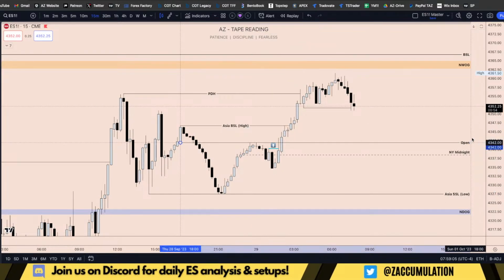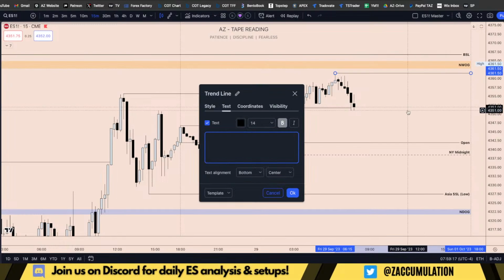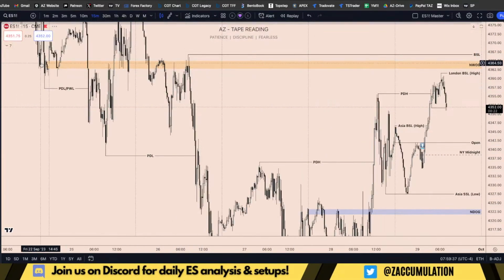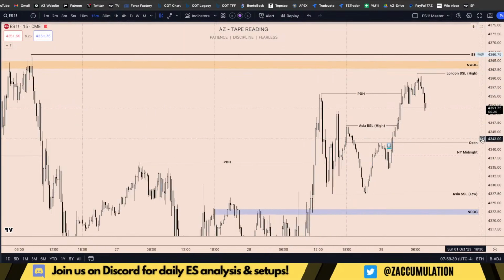Alright, so this is fixed. Asia session high. London buy side liquidity. This is currently high for the daily candle. So this way I can simply reference open, high, low, and close, obviously, is our current closing line. What else do we need? We have this week's new week opening gap aligned right here.